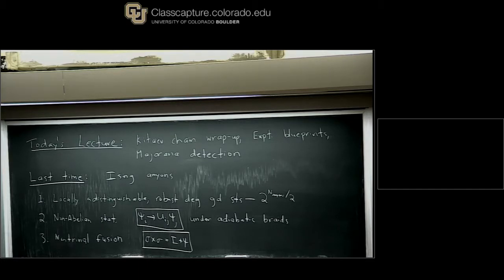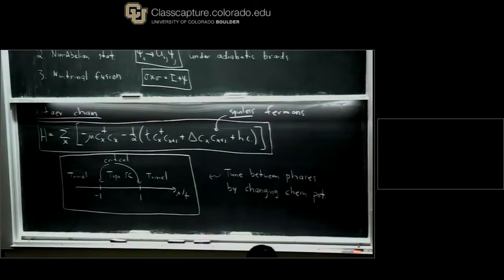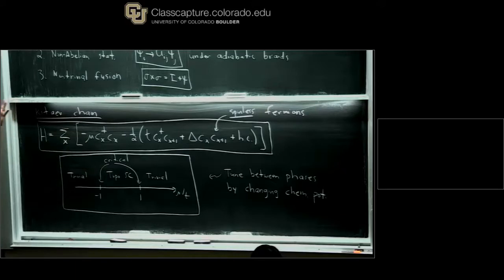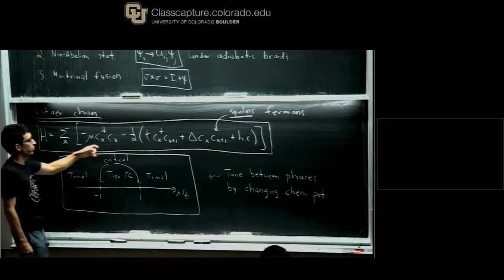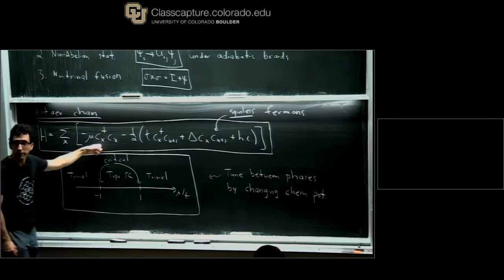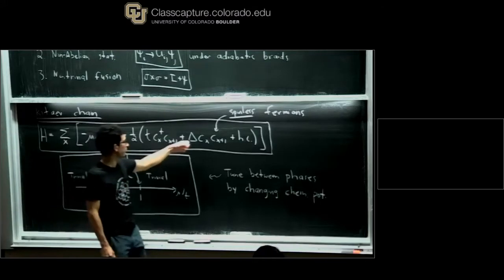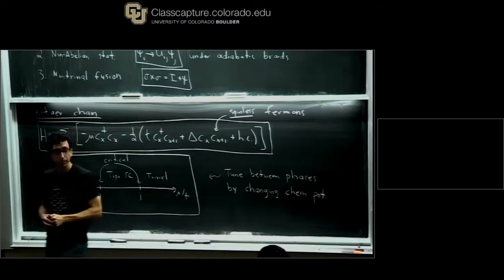All right, so after that, we delved into the Kitaev chain, which is a very minimalist model in which you can recover all of those maybe a little bit mysterious characteristics of non-abelian anyons. So here's the Hamiltonian that we were looking at. We have spinless fermions described by these c_x operators. There's a chemical potential, nearest neighbor tunneling, and a nearest neighbor pairing term.